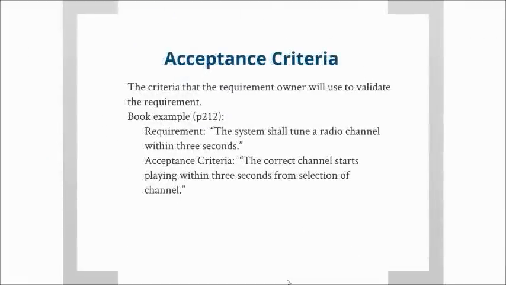Okay, so the definition of acceptance criteria is the criteria that the requirement owner will use to validate the requirement. In Agile, the requirement owner is the product owner. He's the one who's been authorized by the stakeholders to represent them to the development team. In a waterfall organization, the requirement owner will be the stakeholder. So they need to absolutely validate that if the acceptance criteria is met, they will accept the requirement.